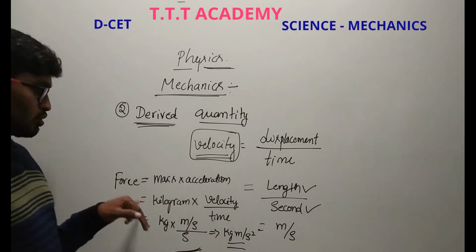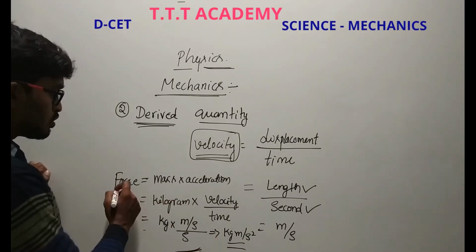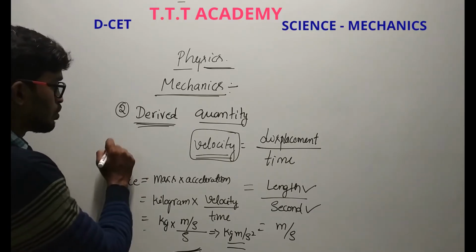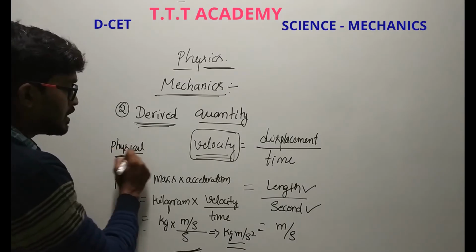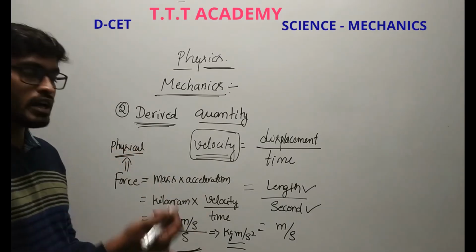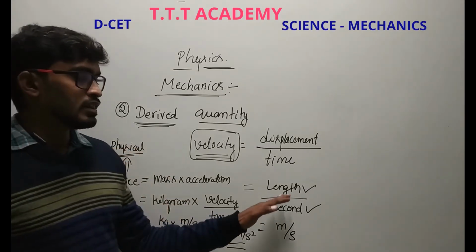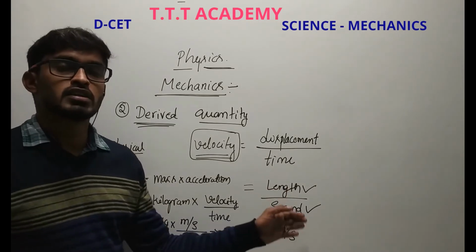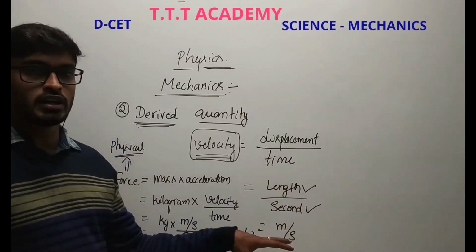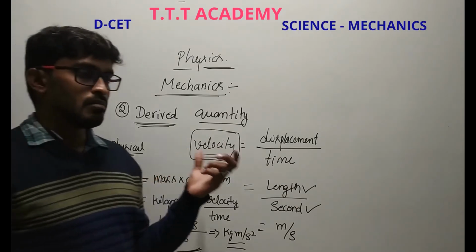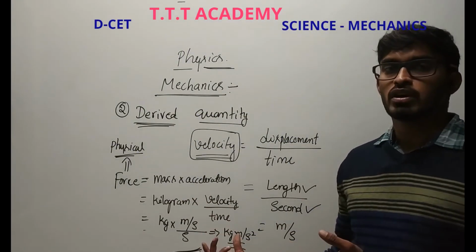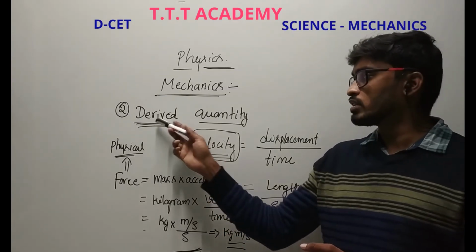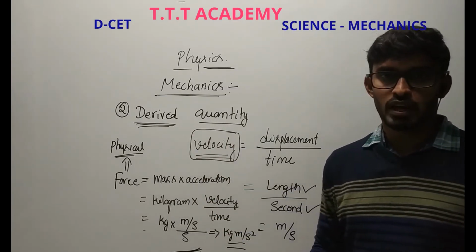Force is one of the physical quantities. Such physical quantities you derive by using length, time, mass, temperature, and similar fundamental quantities. So any physical quantity that you derive by using the fundamental quantities is called a derived quantity.